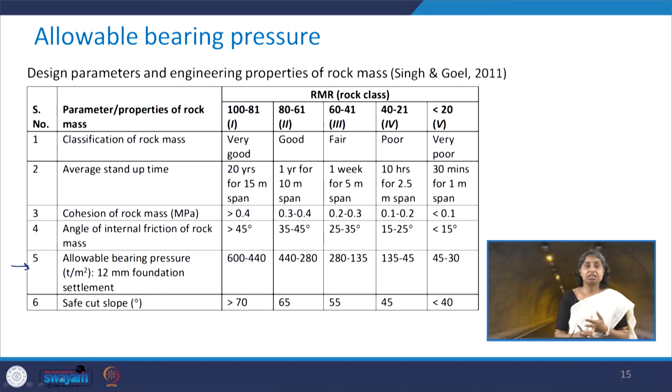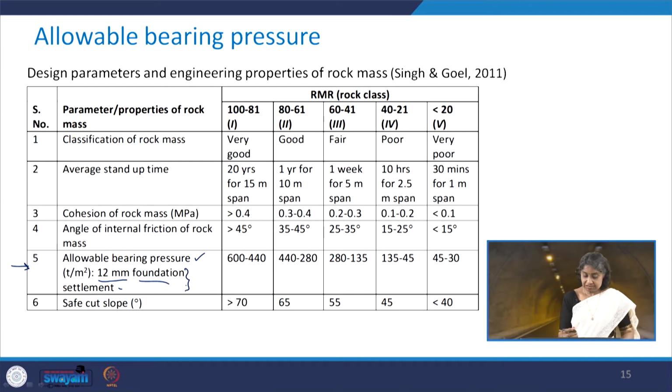The settlement should be within the permissible limit. Now there are many situations where the foundation may be safe in shear but fails in settlement. In such a situation, it is the settlement criteria which governs the bearing capacity of the foundation, and therefore we call that the allowable bearing pressure. Here we are talking about the allowable bearing pressure in ton per meter square corresponding to 12 mm of foundation settlement.